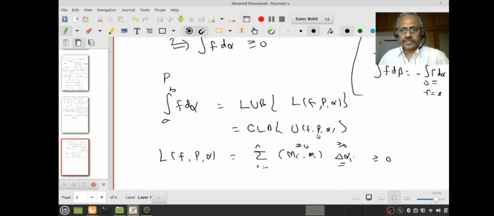Here also you can see U(f, P, alpha) will also be non-negative, but for the GLB you have to prove it's not negative. It is also non-negative because it's going down. You understand that? Just to try to understand the mathematics.